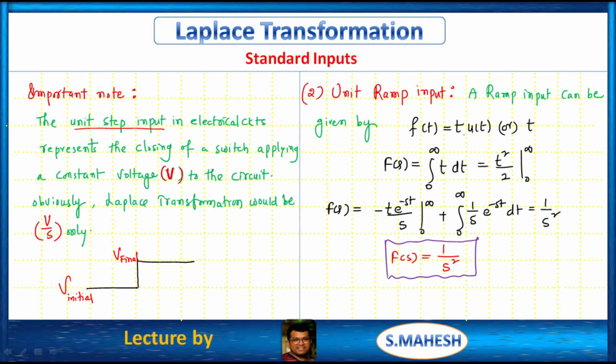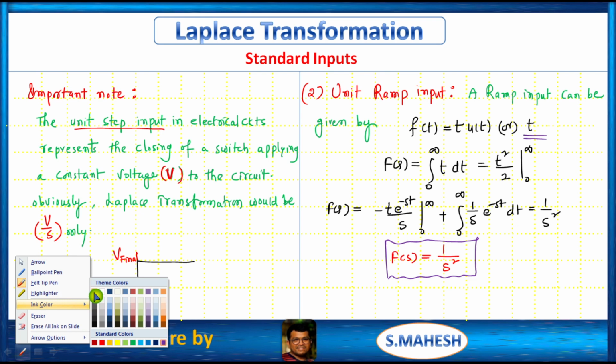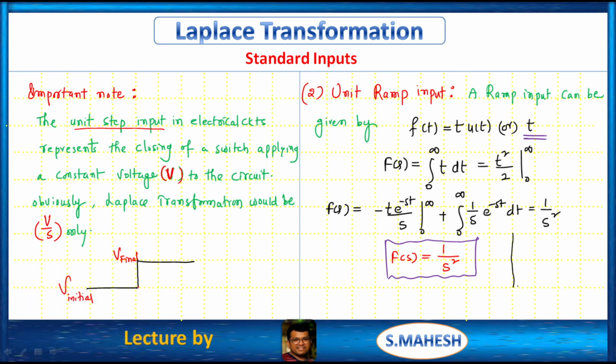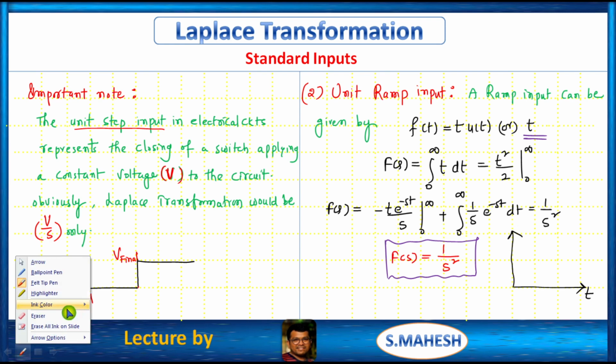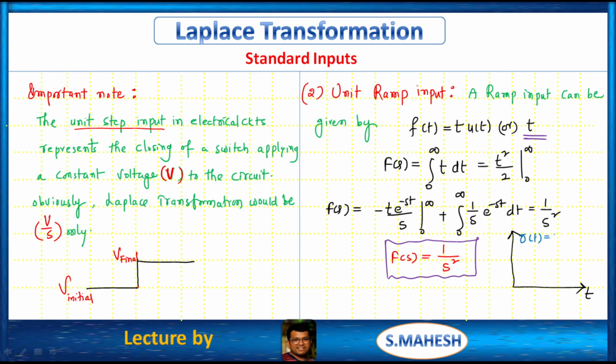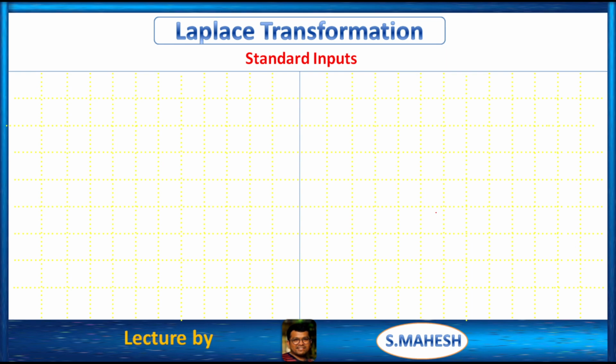That is, the function is f of t, which is nothing but t only. Then the representation is, let us say this is t. This is r of t, which is equal to t into u of t. R of t is equal to f of t. Ramp means r, that's why we represent with small r of t. Therefore, which is nothing but linear, right? See, r of t is nothing but t only. That's why linear. So this is about ramp input. Okay. Next we will discuss parabolic input.